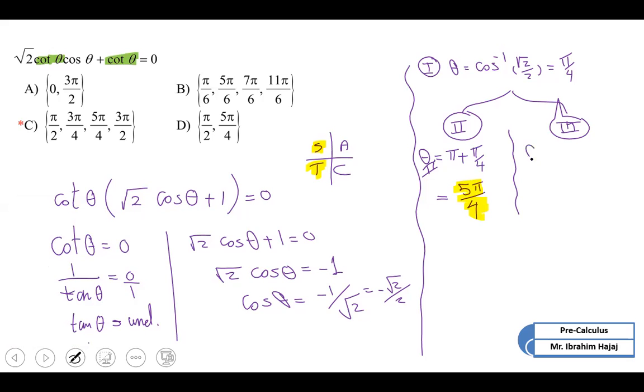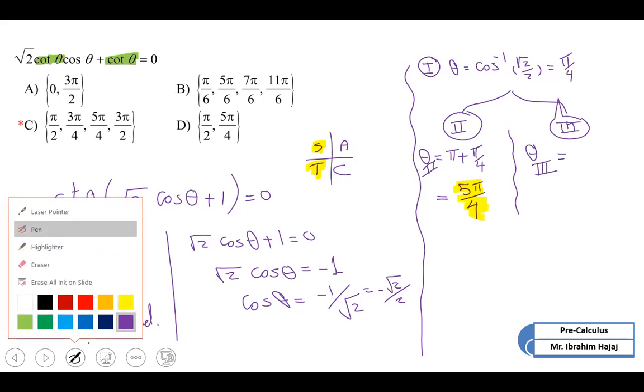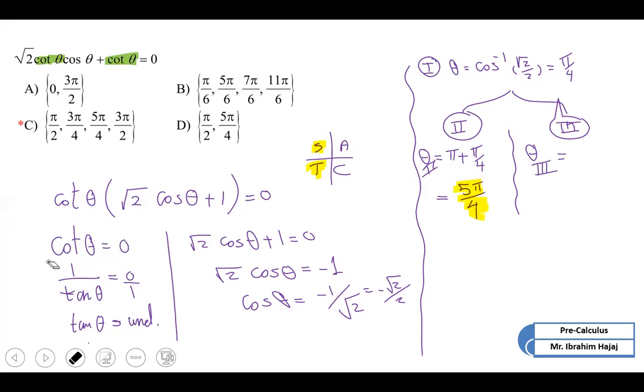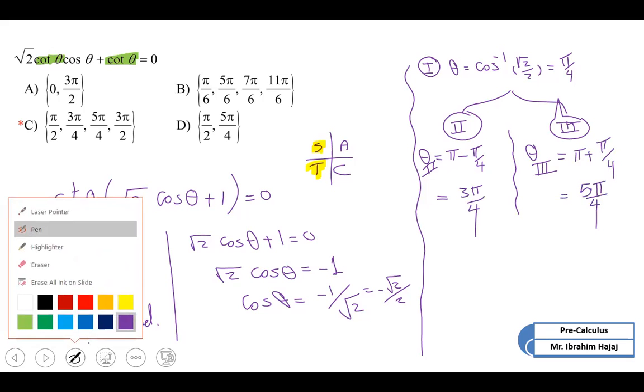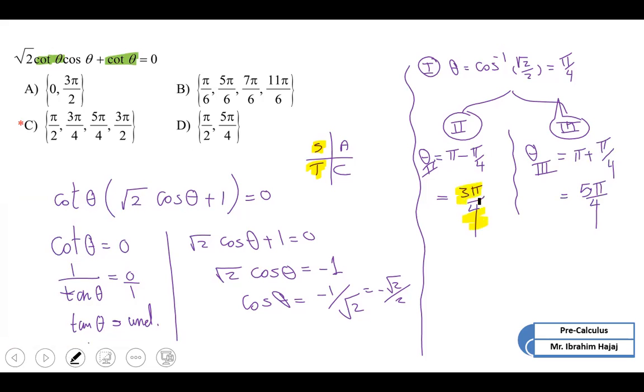Let's do the second angle, which is in the second quadrant. My mistake, guys. This one will be pi minus pi over 4, which is 4 over 4 minus 1 over 4, so 3 pi over 4. Yes, 3 pi over 4, which is letter C. And in the third quadrant it is pi plus pi over 4, which is 5 pi over 4. So we reach two answers, which is letter C.